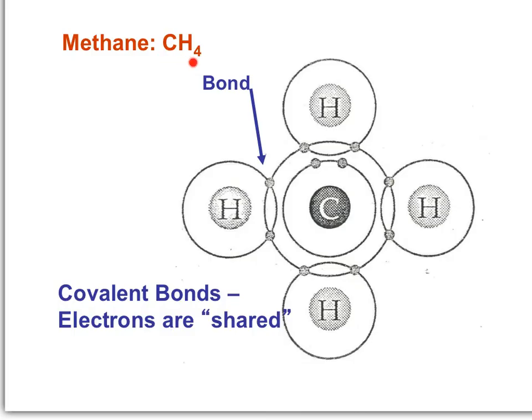Here is methane, CH4. The carbon forms 4 bonds, 1, 2, 3, 4, to fill its outer orbital. Each hydrogen needs to form only 1 bond each to fill its outer orbital. The electrons are shared to complete the orbitals. 4 covalent bonds. Electrons are shared.